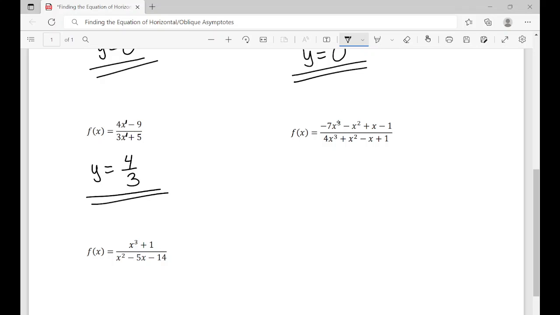Now over here to its right, we have a degree 3 up top. We have a degree 3 in the bottom. They're equal, so we just want their coefficients, the -7 and the 4. So the horizontal asymptote here is going to be y equals -7/4. Again, the rest of the parts in the top and the bottom, we don't really care about.